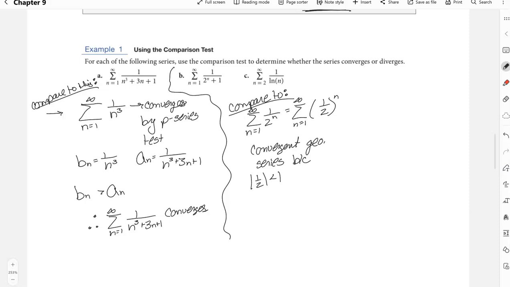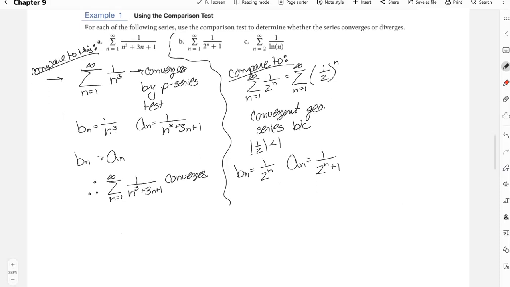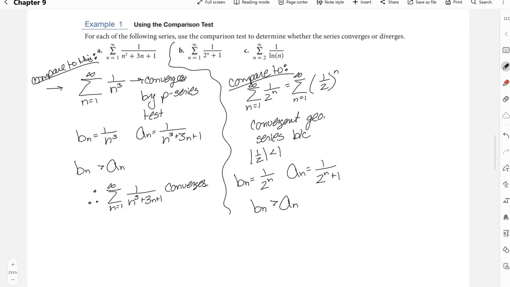So again, I want to know, is b sub n greater than a sub n? So b sub n is 1 over 2 to the n. A sub n is the original, which is 1 over 2 to the n plus 1. And b sub n, because that denominator is smaller, is bigger than the fraction that's produced with the a sub n sequence. So I'm comparing to something that's convergent, which means that this sequence, n equals 1 to infinity, of 1 over 2 to the n plus 1, must also converge.